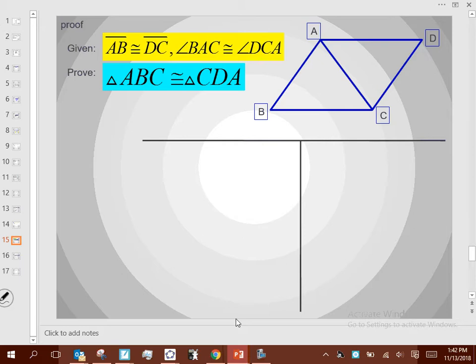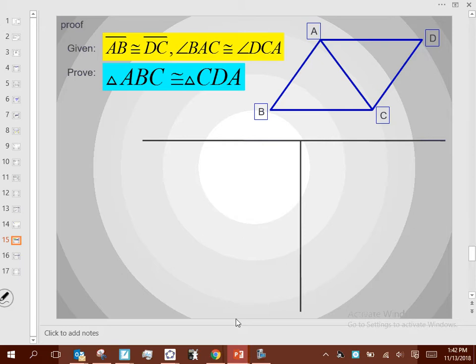So that being said, I want to get into actually practicing and using some of these things. Good. SAS, you go like side, and here's the angle, and the side. So what Trey's saying is the order of the letters in the name tells you how the parts have to show up in your picture, right? So that's always something to keep in mind as we're going through these proofs.